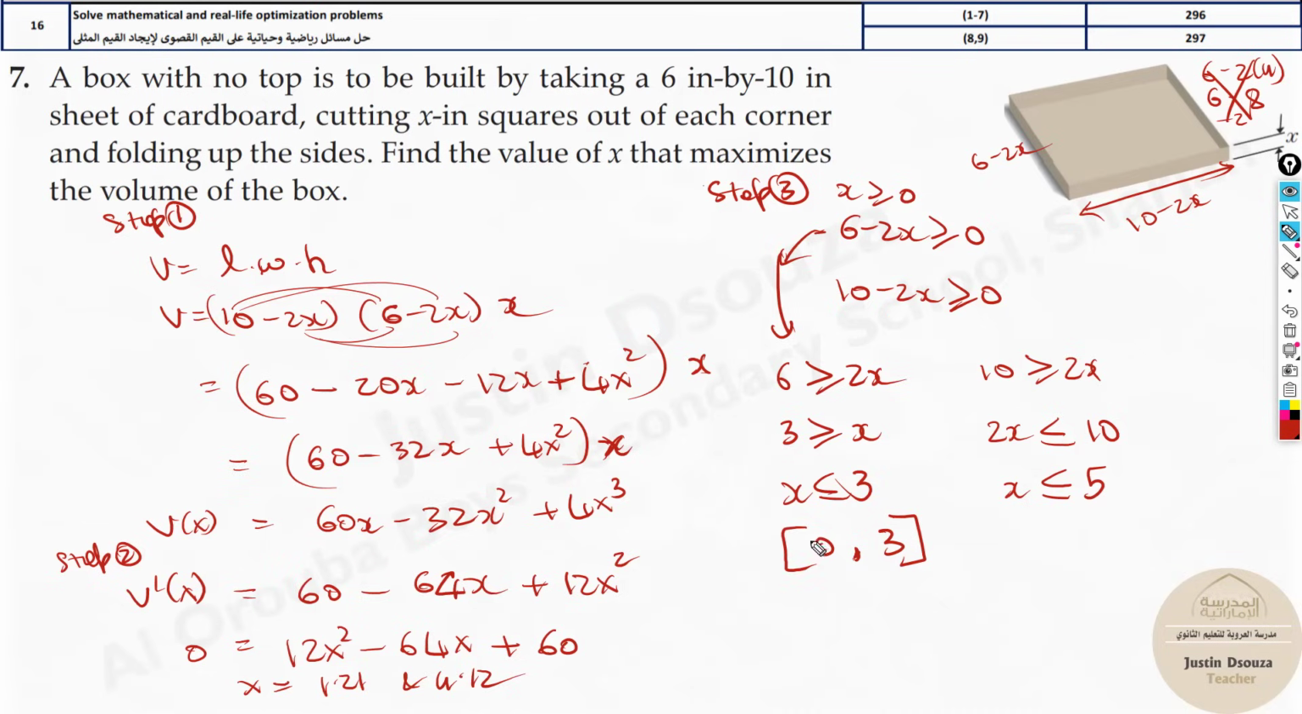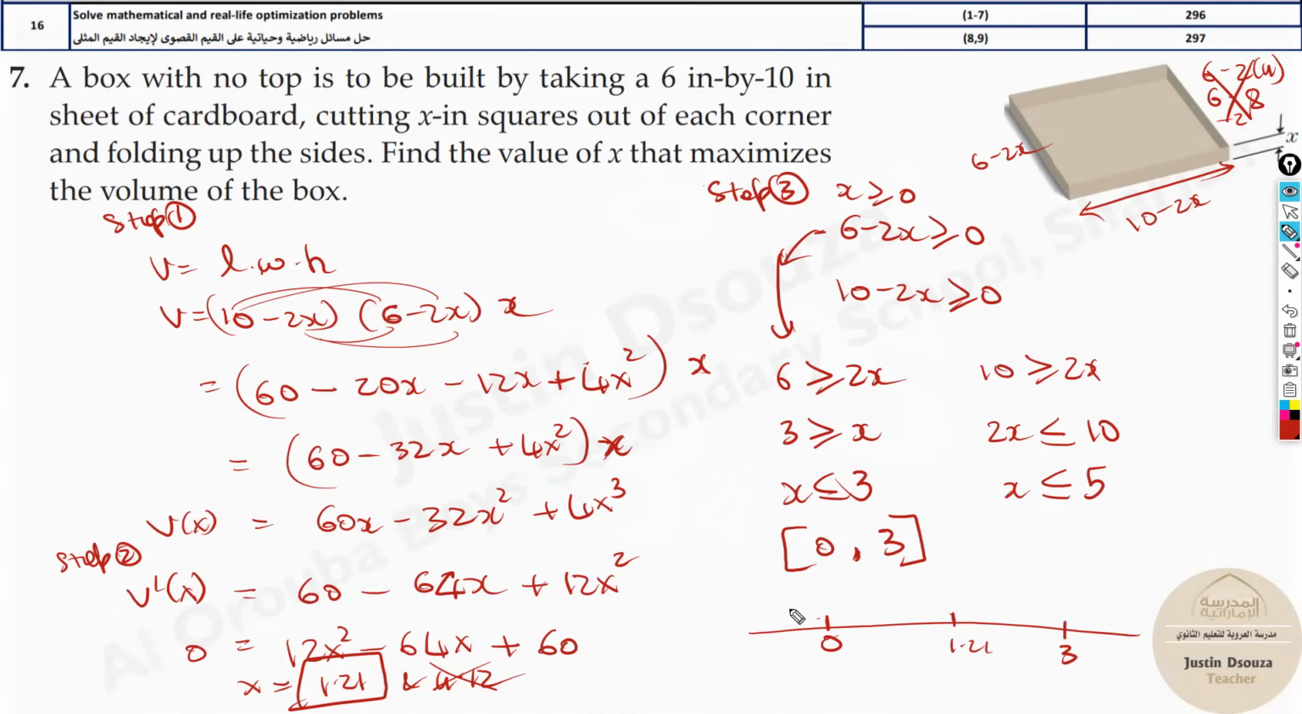Now we have this as the limits. So we can eliminate this critical number 4.12. It's not within this range. So a critical number will be 1.21. And also the end points of the closed interval will always be included as critical numbers. So now we will see the number line method. We will start with 0, 1.21 and 3 and take some test values.